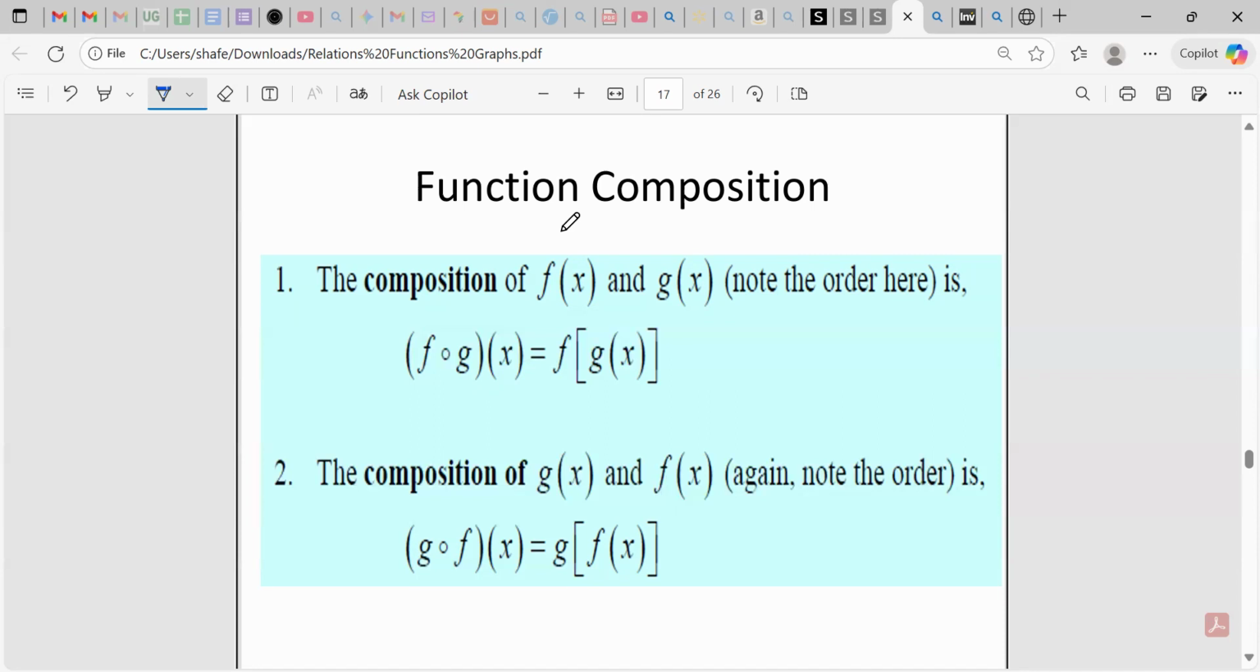Well, function composition is like that. You might have two functions doing different things.